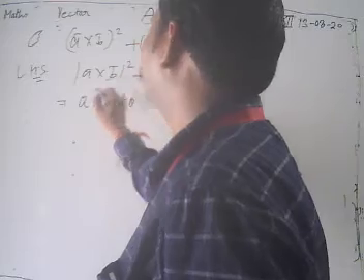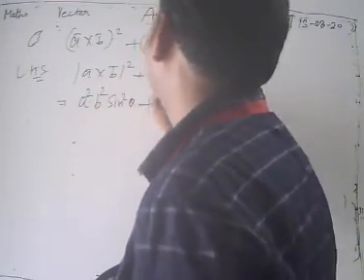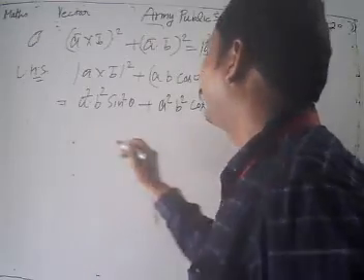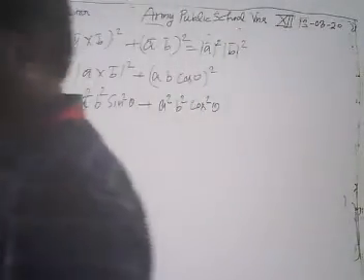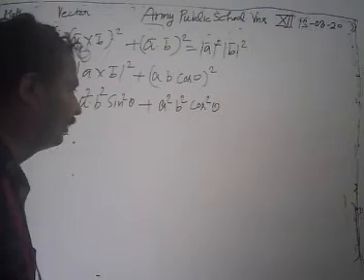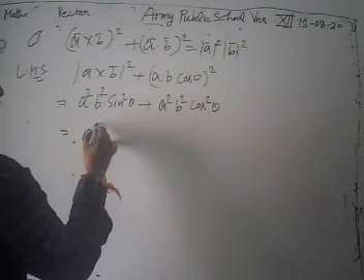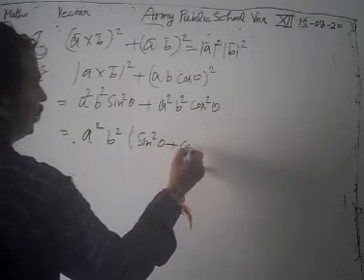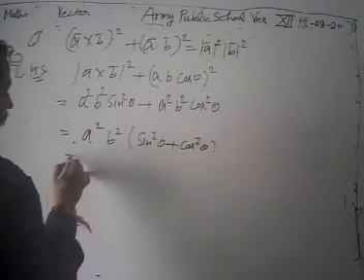A, B, then it's A square, B square, sin square theta. Here we get A square, B square, cos square theta. Now we take A and B common, then take out common A square B square. Then we have sin square theta plus cos square theta, and we get 1.